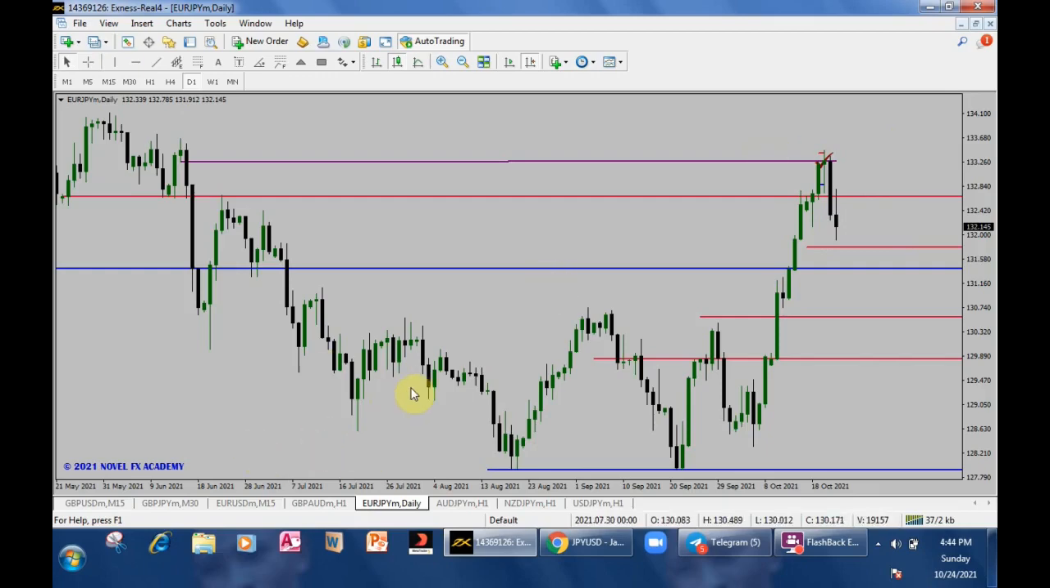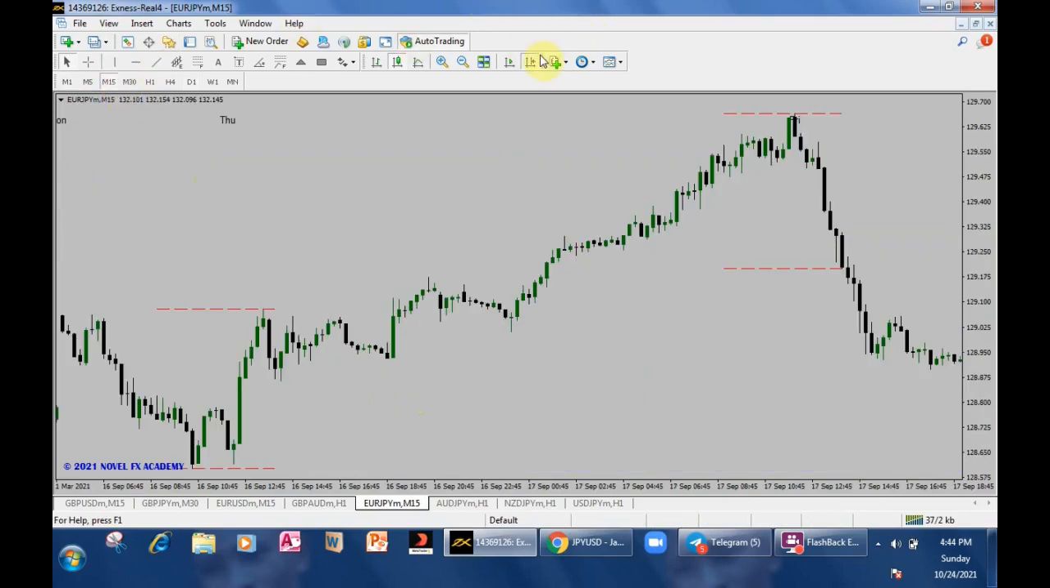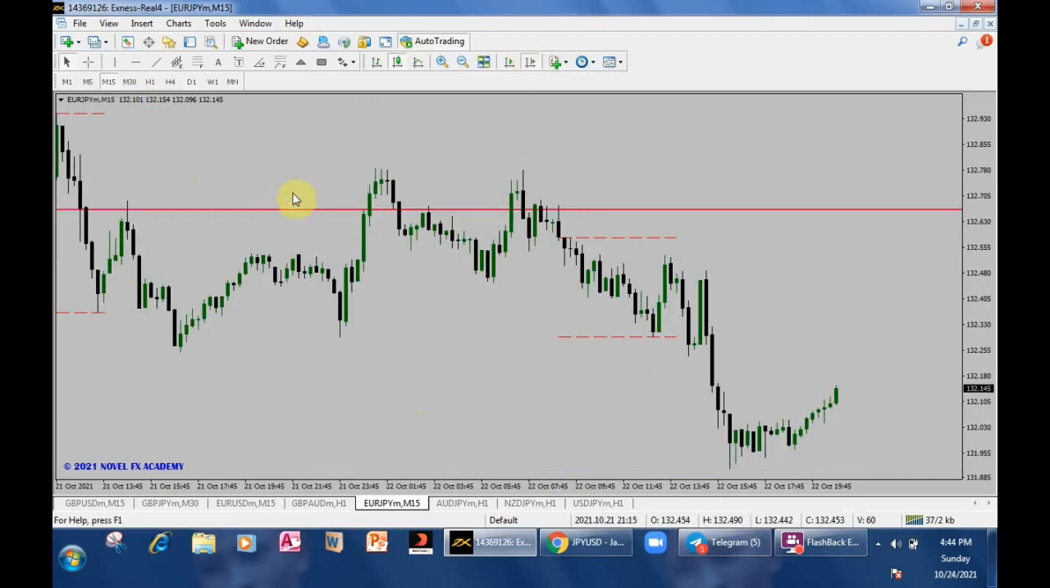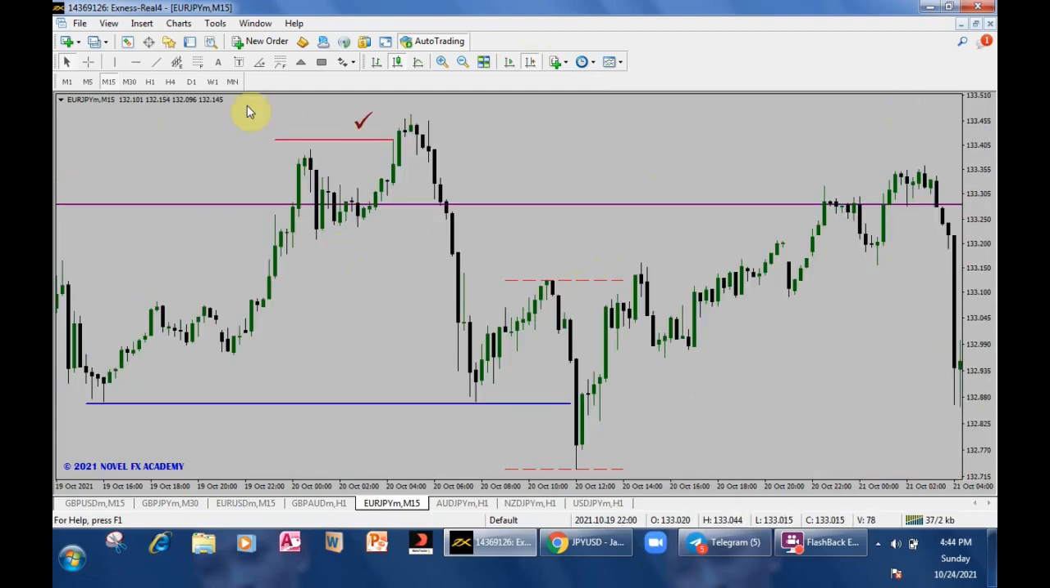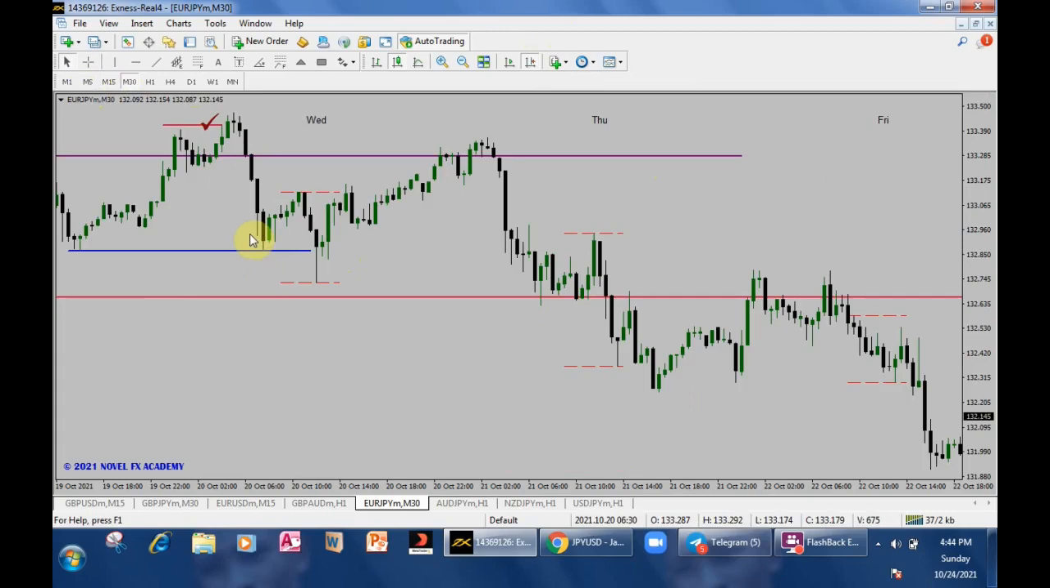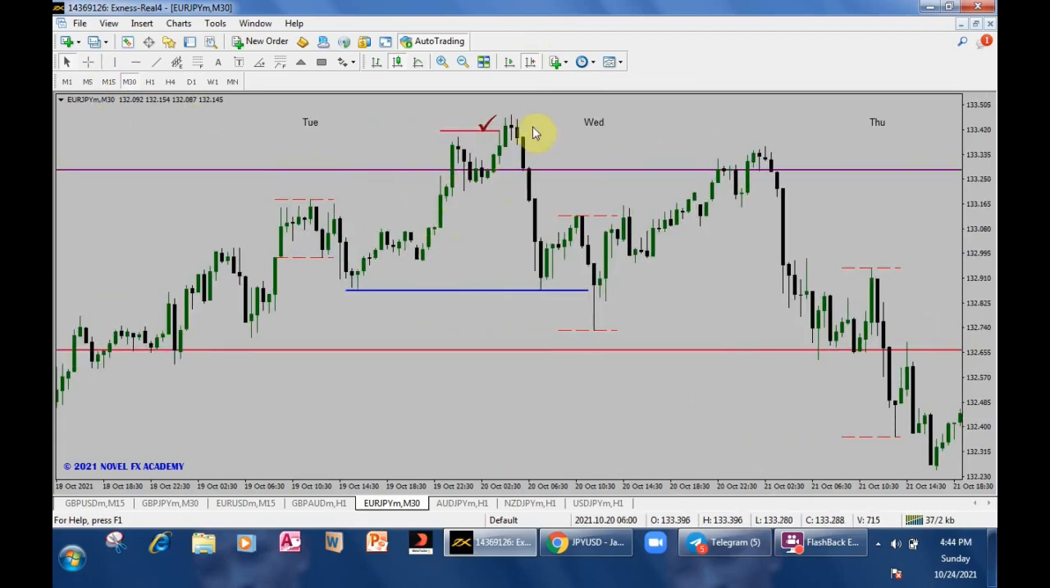Okay, so I was patiently waiting for price to present to me what will make me sell. On Tuesday, price did exactly what I wanted to see. Price took out this top, broke, and left a breaker right there. So on Tuesday I saw a sell sector. So that's the second step.